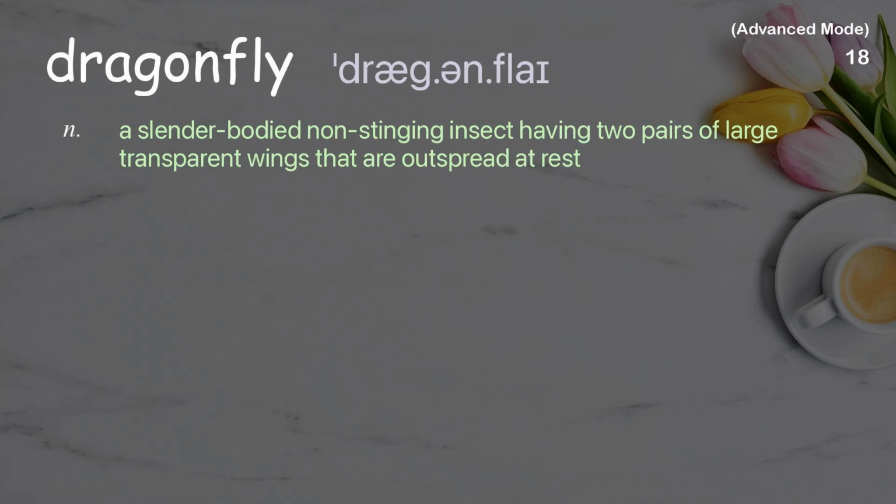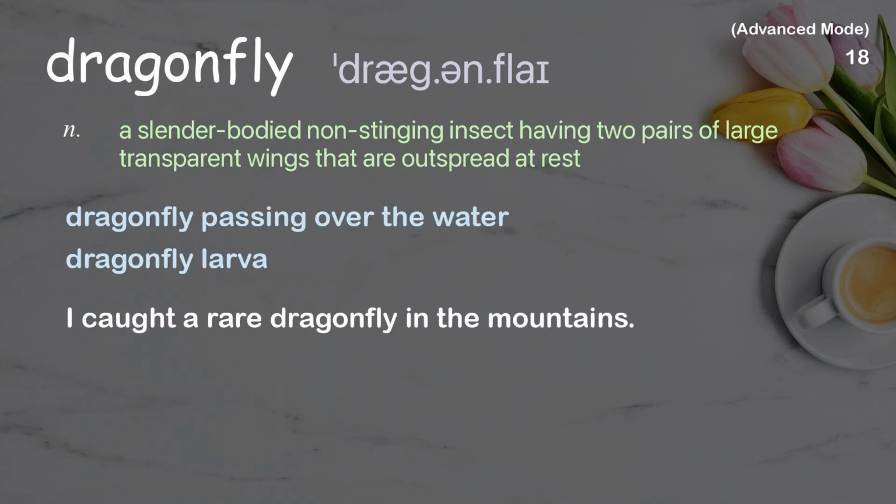Dragonfly. A slender-bodied non-stinging insect having two pairs of large transparent wings that are outspread at rest. Examples: dragonfly passing over the water, dragonfly larva. I caught a rare dragonfly in the mountains.